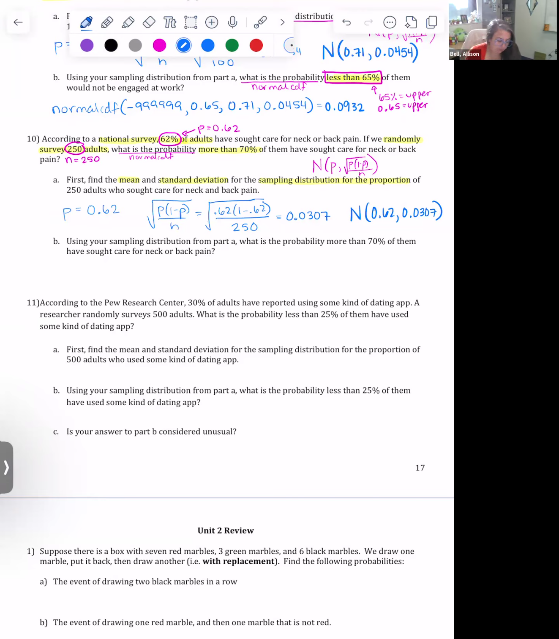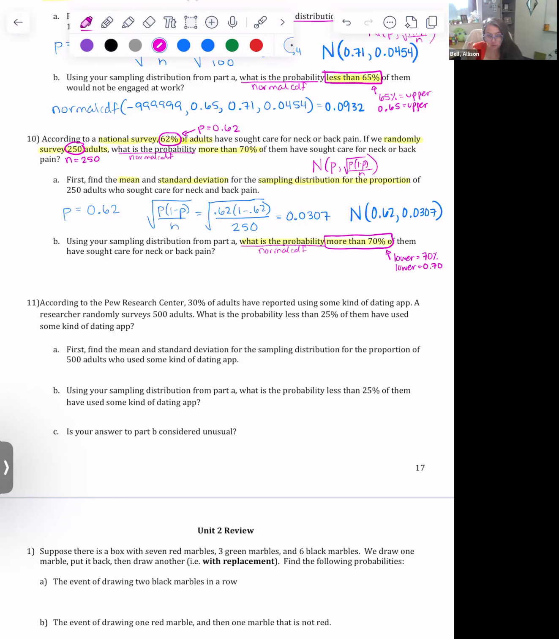Let's read part B. Using your sampling distribution from part A, what is the probability more than 70% of them have sought care for neck or back pain? So again, what is the probability is what's telling us to do normal CDF. And this language right here, more than 70% of them, is telling us that we want to go above 70. So that means our lower is equal to 70%, or as a decimal, 0.70.